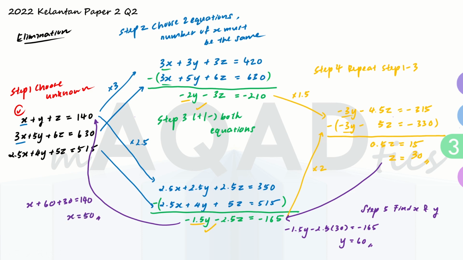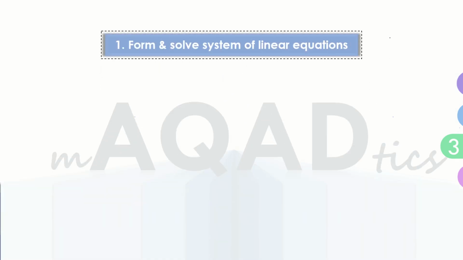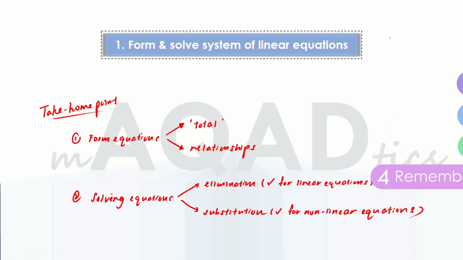So congratulations, you have completed a question. So the target of this video is to learn how to form system of linear equations and how to solve them. And here are the take-home points. So when forming equations, we have two approaches: either use the total or use the relationship between unknowns. So in our case, we have 3 types of totals. One is the profit, cost, and the total number of motorcycles. And for solving equations, there are actually 2 ways: elimination and substitution. But I'll prefer to use elimination to solve linear equations because it's easier and we have less steps to be done.